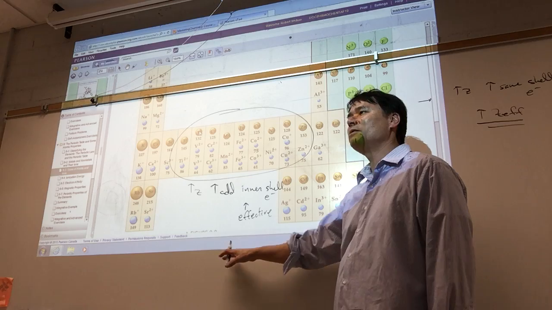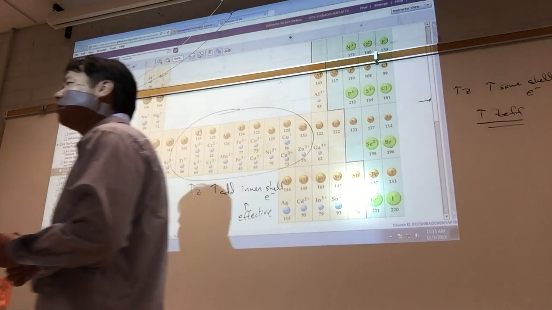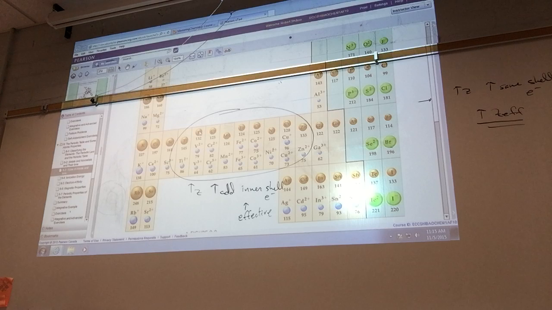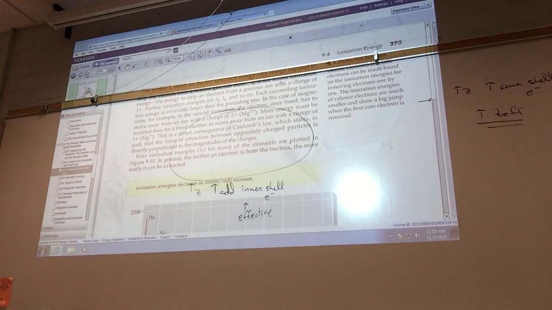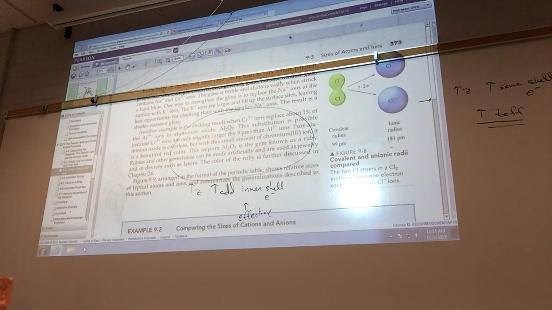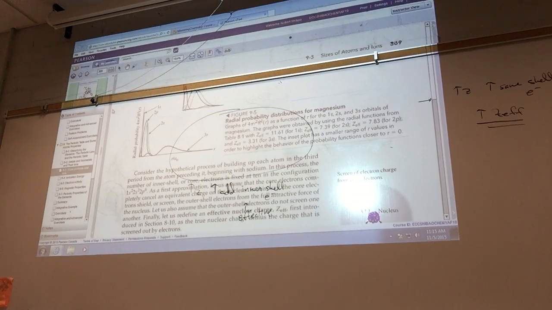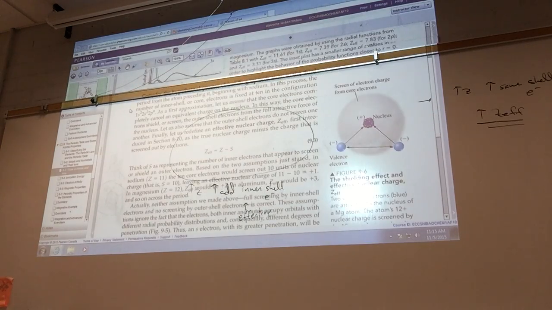The same thing happens in the lanthanides and the actinides. They call it the lanthanide contraction. The lanthanides are the f block, cerium to lutetium. So, what about a same shell electron? Same shell electrons are not effective shielders.